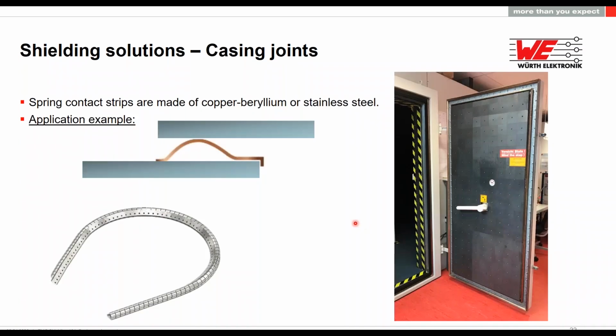The other kind, the spring contacts, are basically mechanically more resistant, and that's why they are used on doors, for example, for this anechoic chamber that we have in the main labs in Waldenburg. So normally in the using of doors or covers that need to be opened and closed many times, it's recommended the use of this kind of gaskets or spring contact strips, because mechanically they are more robust.